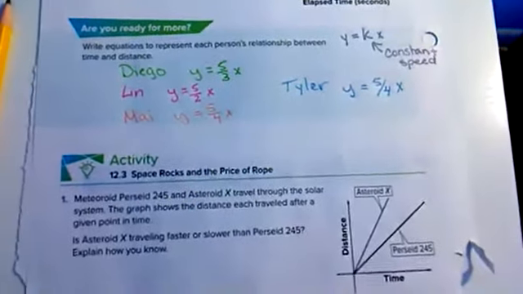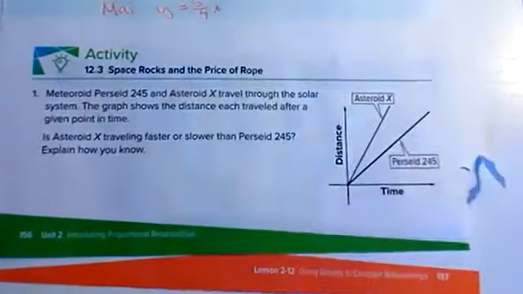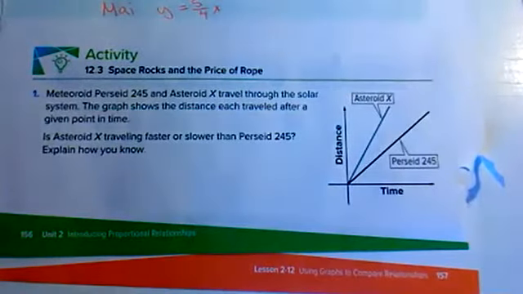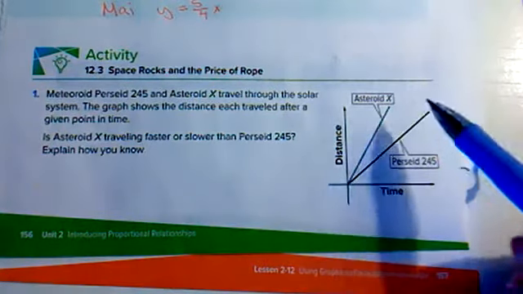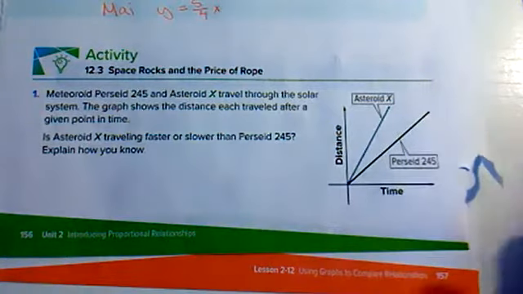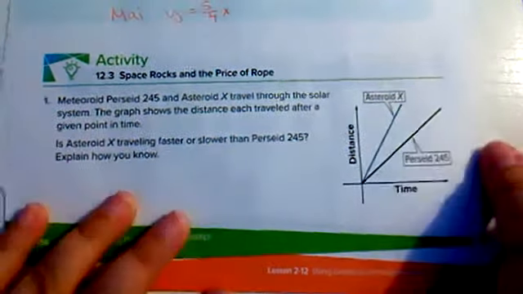All right, our last question. Meteoroid Perseid 245 and asteroid X traveled through the solar system. The graph shows the distance each traveled after a given point in time. Is asteroid X traveling faster or slower than Perseid 245? Explain how you know. So which one is going faster? Pause the video and take a moment to answer that question.